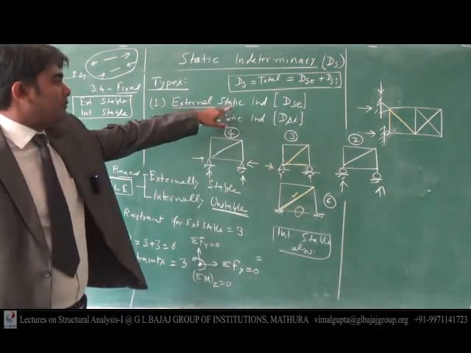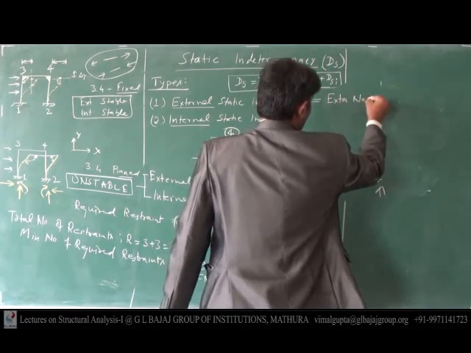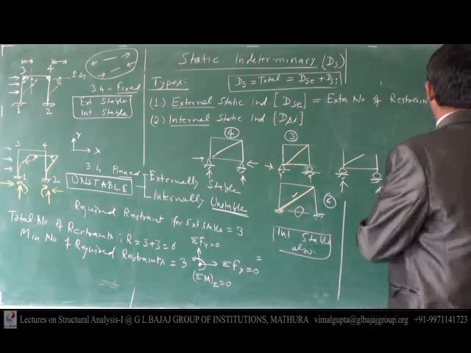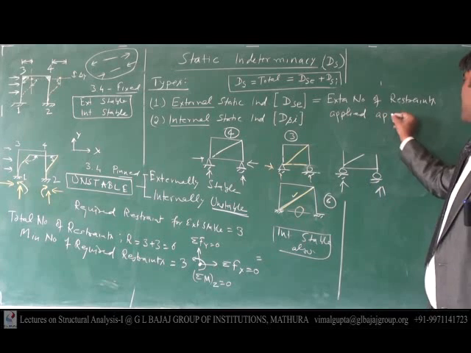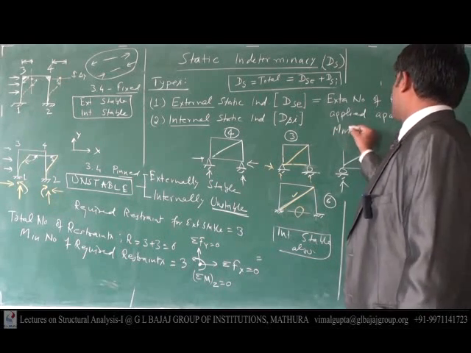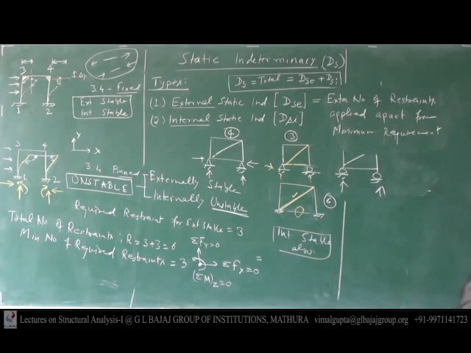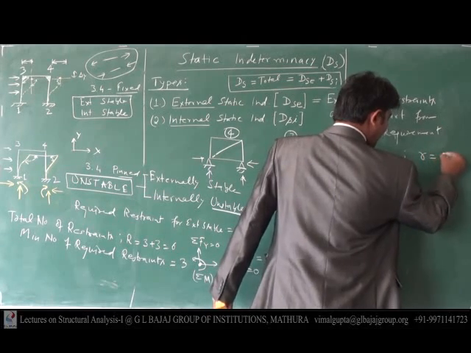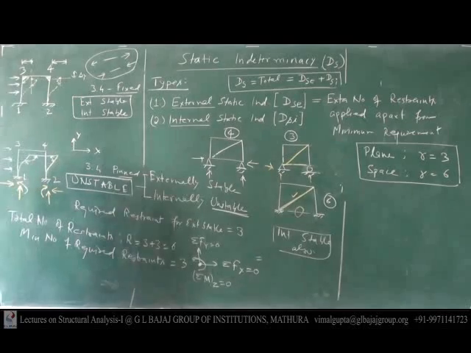So static indeterminacy, external indeterminacy, can be written as the extra number of restraints applied apart from the minimum requirement. And what is the minimum requirement? Minimum requirement for a plane is small r equal to 3. For space, it is 6. Clear to everybody?